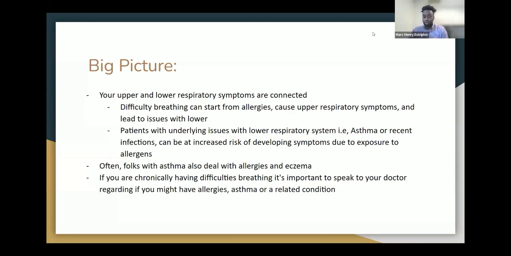Oftentimes, something that isn't always talked about is that individuals with asthma also deal with allergies and eczema. It's a little triad that all comes together. And so if you have asthma, you potentially have allergies. You may not know it or just haven't experienced it yet, and vice versa. And if you are chronically having some of these difficulties breathing that I've mentioned already, it's important to speak to your doctor regarding whether you might have allergies, asthma, or a related condition, and ways to protect yourself and be mindful.